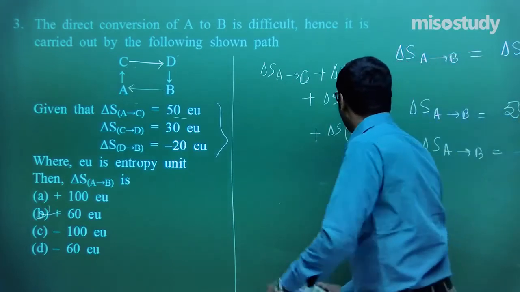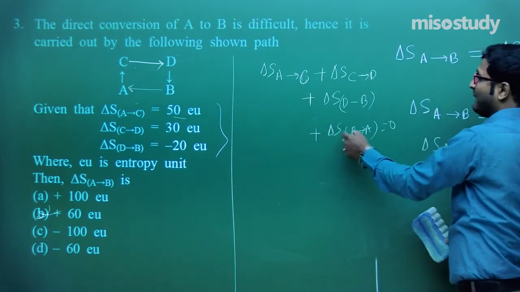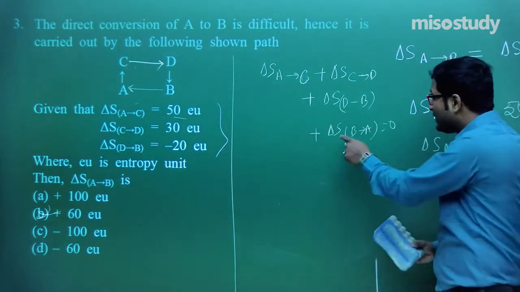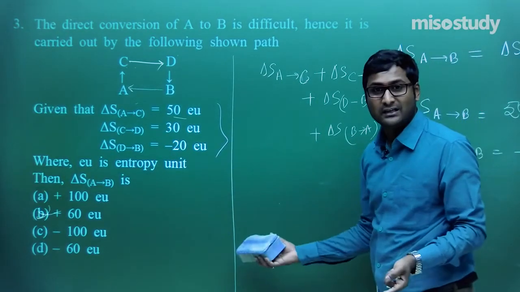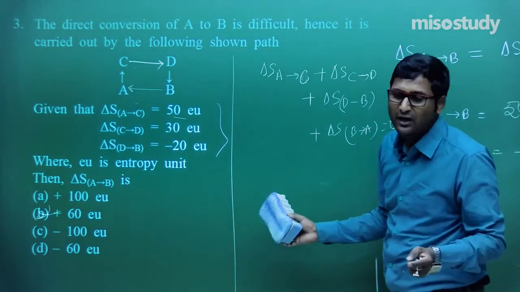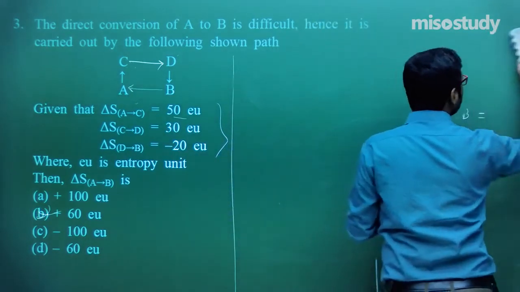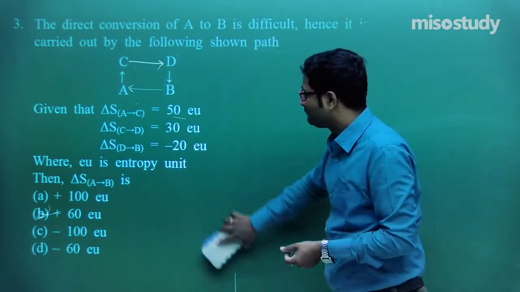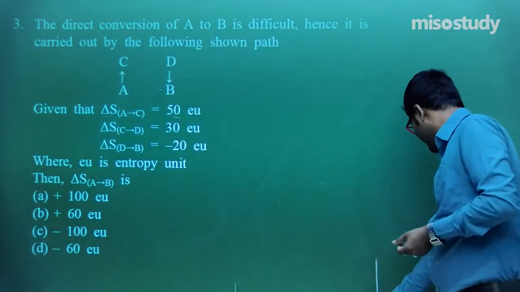Listen carefully. Now put the value of A to C here, and minus delta S B to A will be equal to delta S A to B. We will get the answer. For a cyclic process, as we all know, entropy change is 0. Clear, friend? So lots of things are there. It totally depends upon the approach, how you solve the question. Clear? Now I'm going to rub this part and we'll move towards the next question.